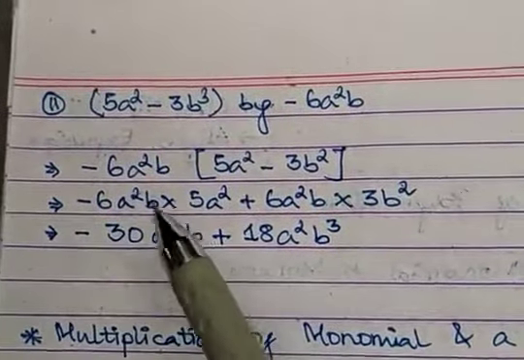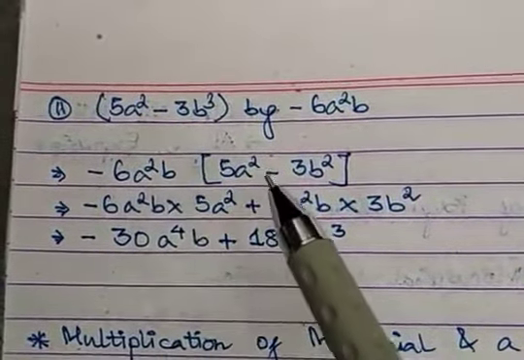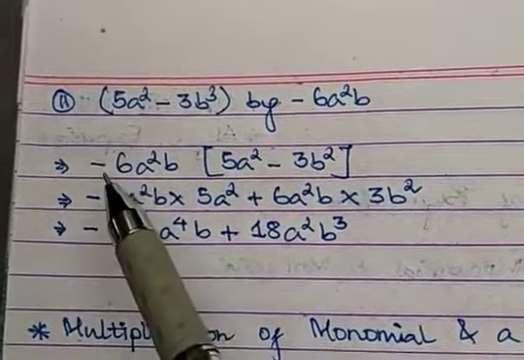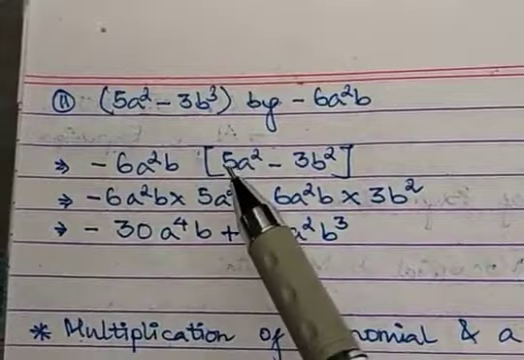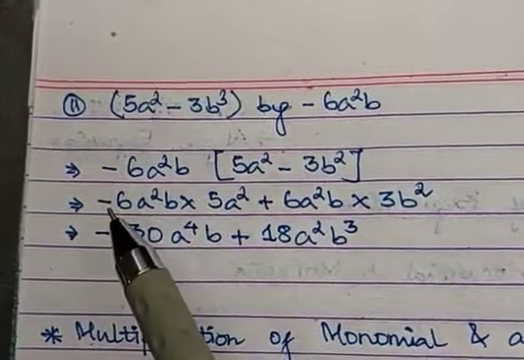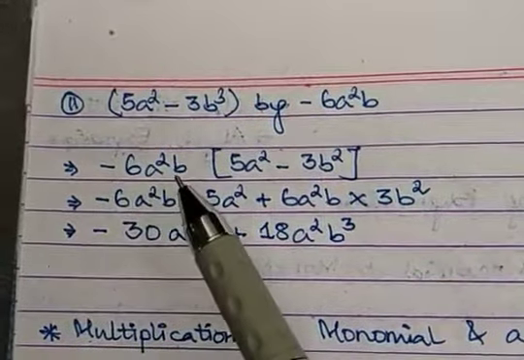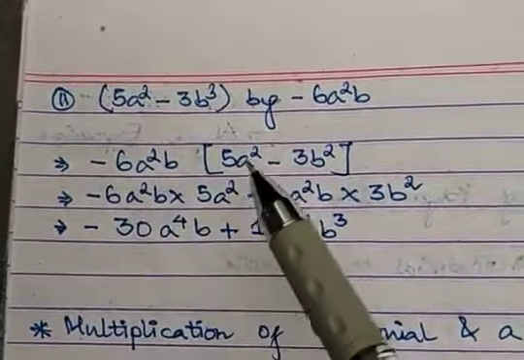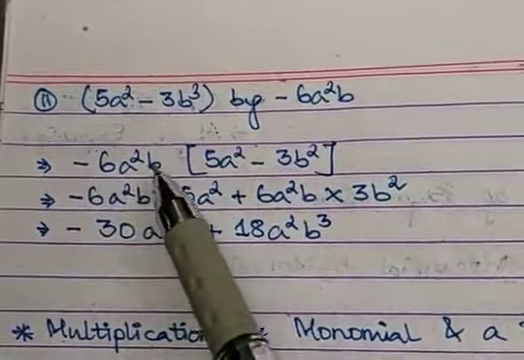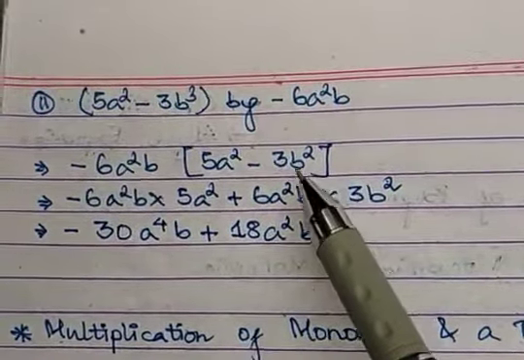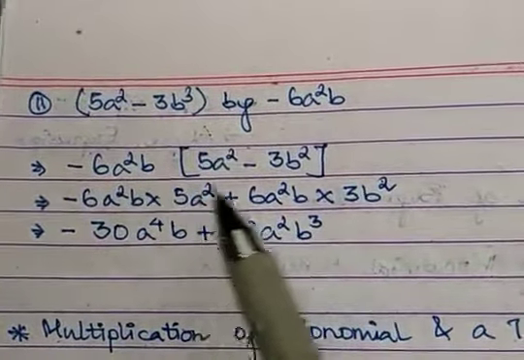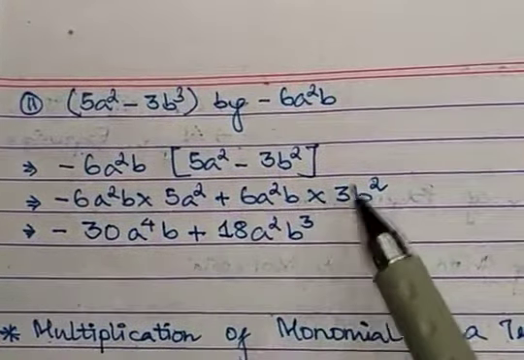After that, as I have already said, the single term has to multiply both the terms inside the bracket. So that is what I have done here. Minus into plus, it's minus, isn't it? What did I say? The sign has to multiply first. So 6a squared b into 5a squared. Similarly, this term has to multiply the second term of the binomial as well. Minus into minus, signs first, it's plus. So I have placed 6a squared, then into 3b squared.